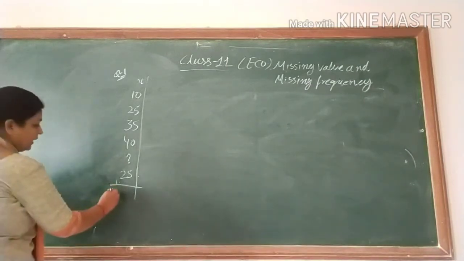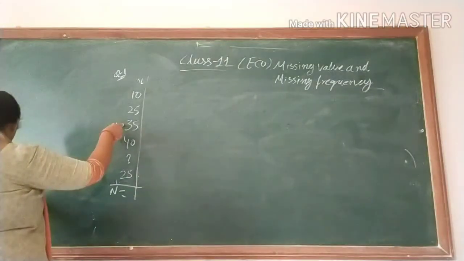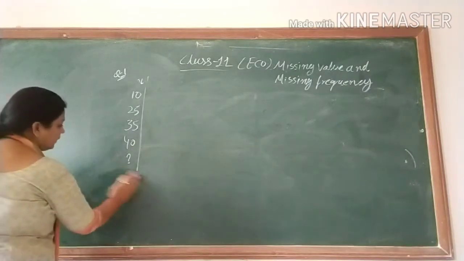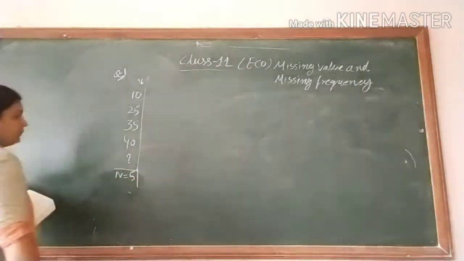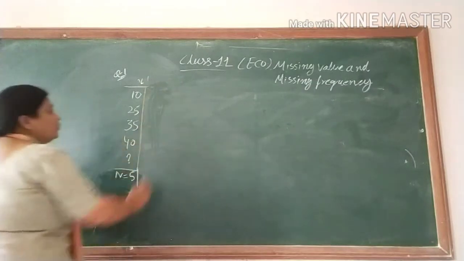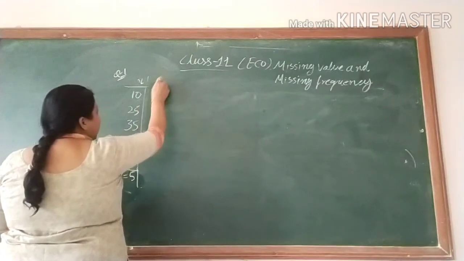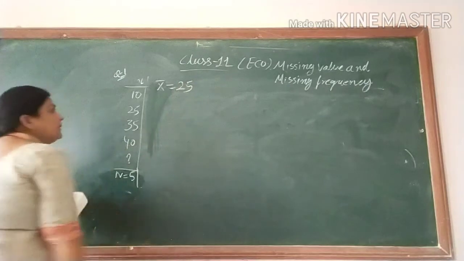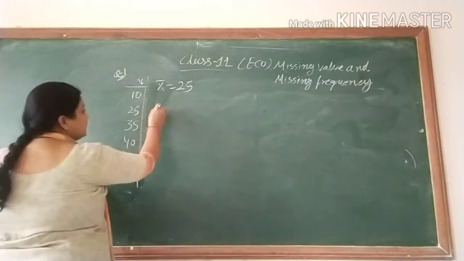In the individual series, counting 1, 2, 3, 4, 5, only 5 values are given to you. So n equal to 5. Clear? When we are talking about the individual series, you don't have the frequency value. Here x bar value is given to you in the sum, that is 25. It means x bar equal to 25. Now what is the formula?